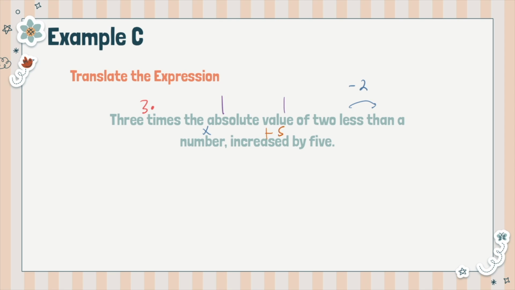We're going to have 3 times the absolute value. Inside the absolute value bars is going to be 2 less than a number, so x minus 2, close that absolute value bar, and then increase by 5 at the end is going to be plus 5.